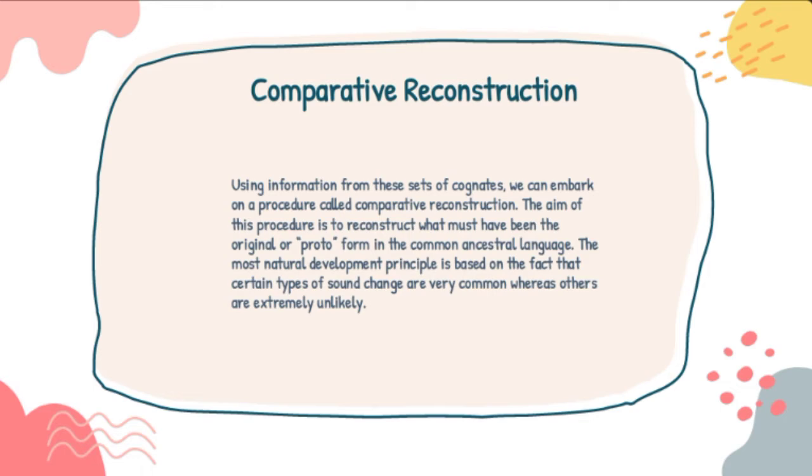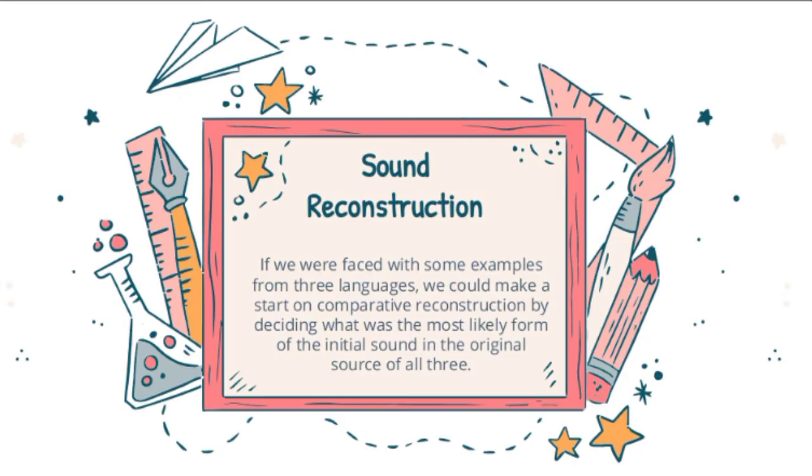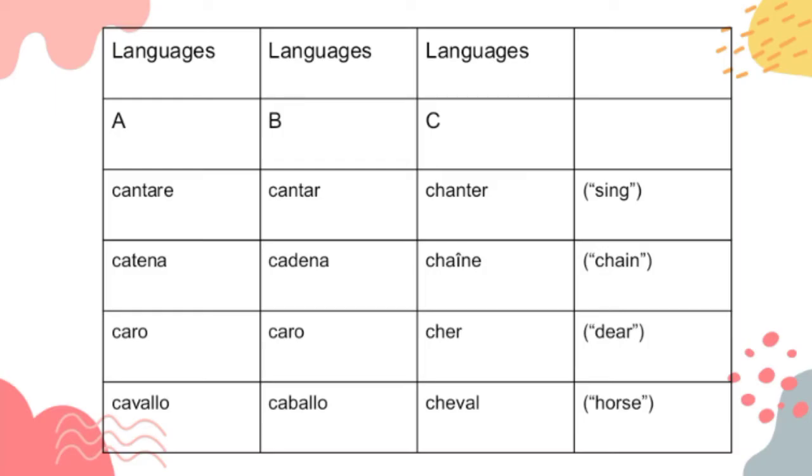Sound reconstruction. If we were faced with some examples from three languages as shown below, we could make a start on comparative reconstruction by deciding what was the most likely form of the initial sound in the original source of all three. Look at the table below. Language A is for Italian, B for Spanish, and C for French.